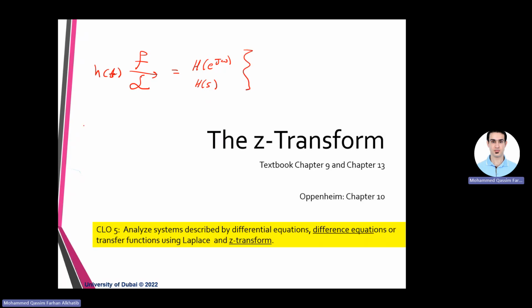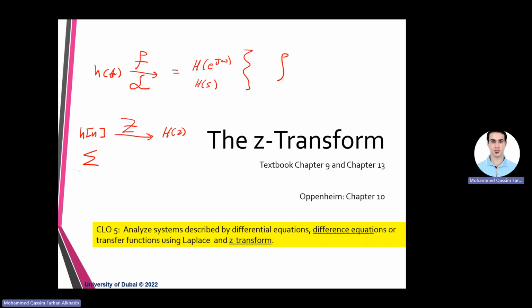Now in discrete, we have h of n. And in there we have a transform called the Z transform. We will have h of z. And you'll find a lot of things are similar between all transforms. In continuous time, we do integrations because we have continuous time signals. In discrete time, we have summation.